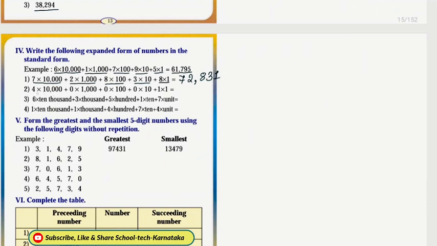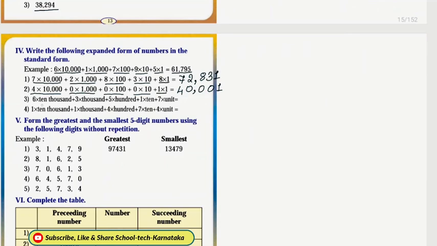And for our second one, the example is 4 into 10,000, 0 into 1000, 0 into 100, 0 into 10, 1 into 1. How do we write it? 4, 0, 0, 0, 1. This is 40,001.